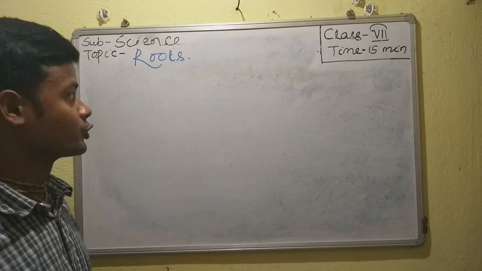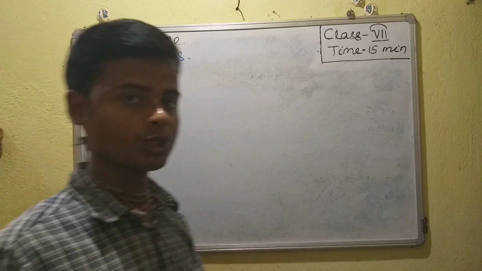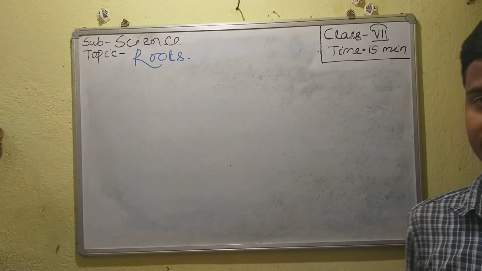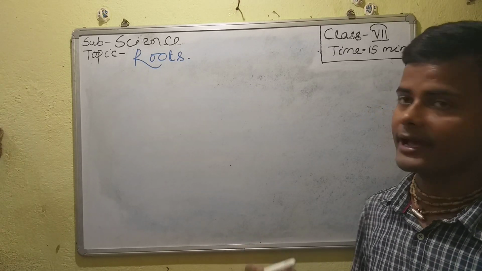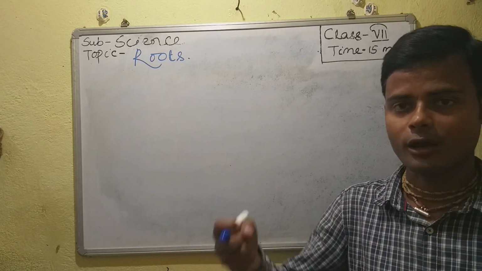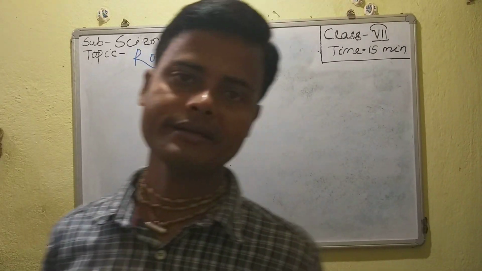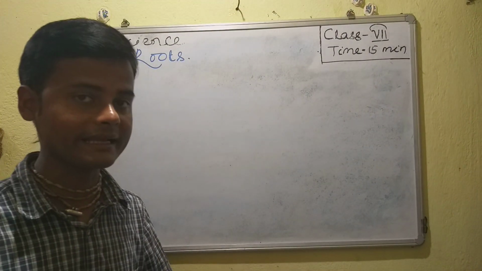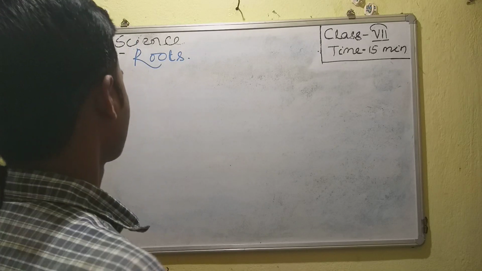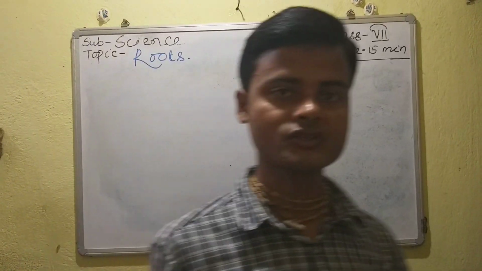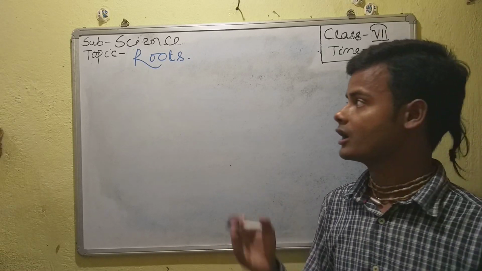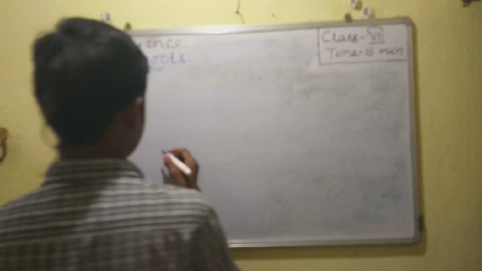Right? So roots are the underground part of the plants, and they generally help the plants absorb water and minerals, and provide mechanical support, right? So based on different characteristics and different functions, roots are generally of three types, right?